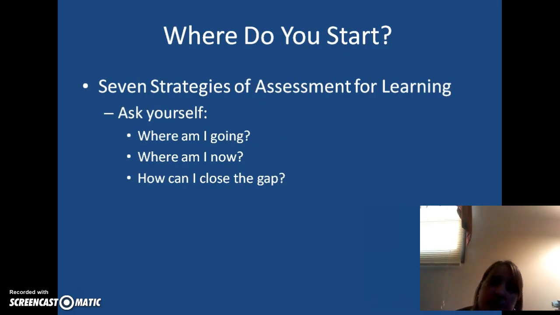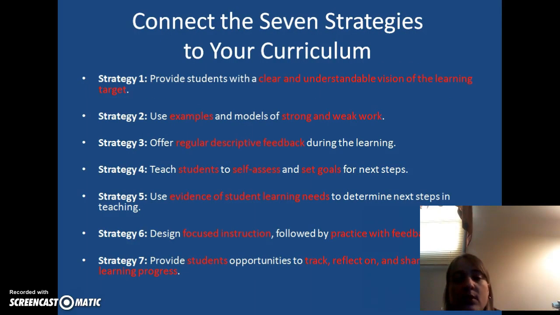Where do you start? There are 7 strategies of assessment for learning. First of all, you need to ask yourself, where am I going? Where am I now? How can I close the gap? And this should be compared to the current curriculum that you have. Start out small and work your way through the 7 strategies for assessment for learning. And that would be clear and understandable vision of the learning target, using examples of strong and weak work, regular descriptive feedback, self-assessment and goals, evidence of student learning needs, focused instruction, and having students track and reflect on their learning.